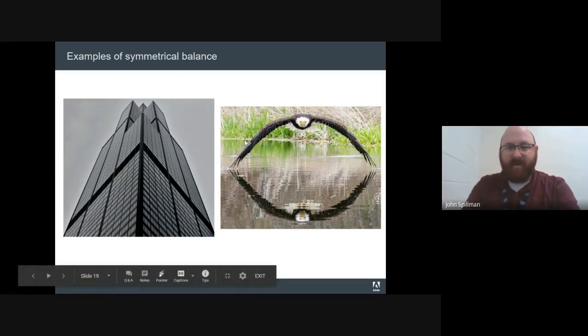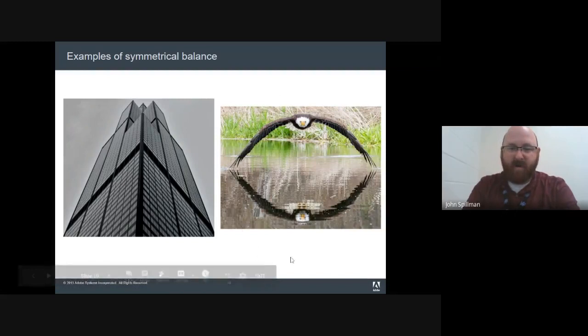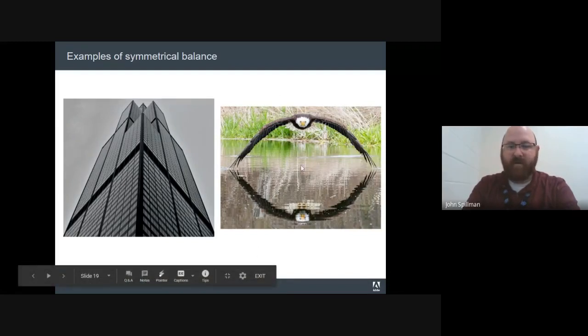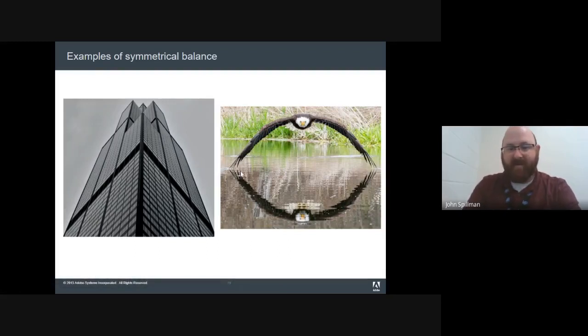All right, then we have this picture of an eagle kind of gliding over water here. If I divide it vertically, all right, you would say both sides match. So that would be vertical symmetry. If I divide it horizontally, all right, we would also say that they match. Now, this is a good point to make.